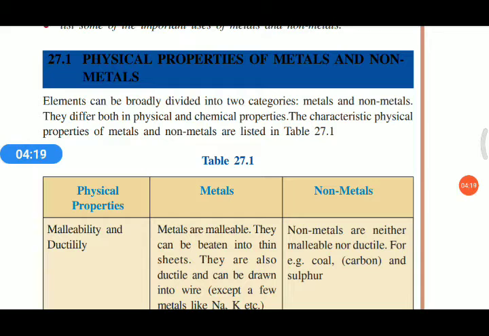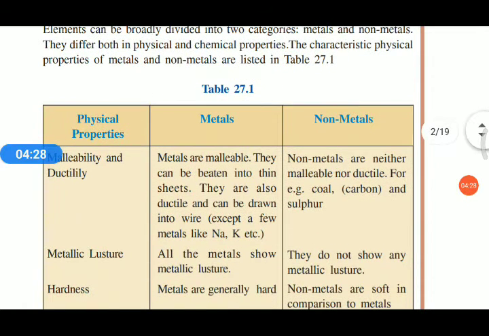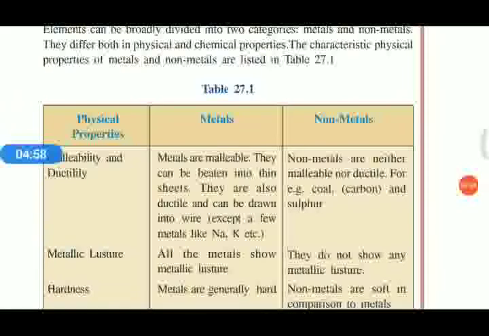We can check the physical properties. First, malleability and ductility. Metals show malleability and ductility. What is malleability? Malleability is the property of a metal that it can be beaten into thin sheets. You may see the metal foil, aluminum foil. It's a very thin metal sheet, just like our paper. We can beat it to form thin sheets.